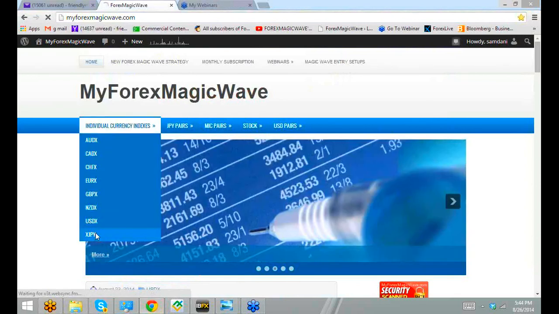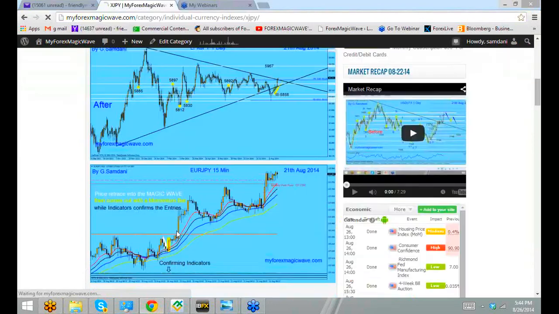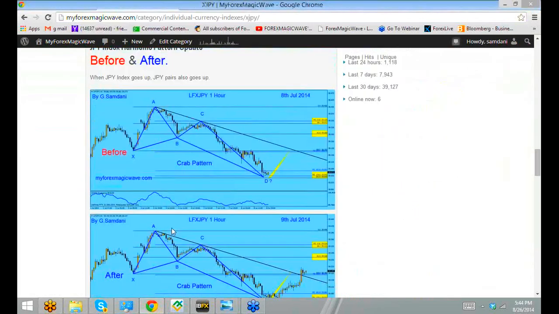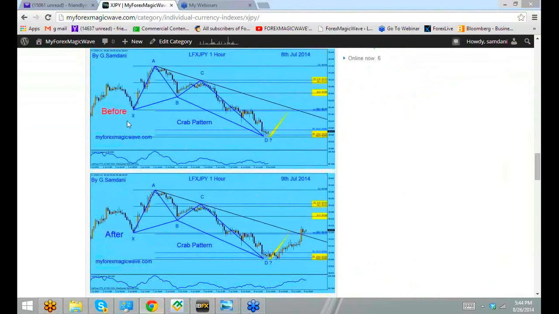For example, the yen index. I was looking at that, and it's a very nice bat pattern there. I'm going to show you. Crab pattern. Let's take a look at this one. This is 1 hour. So X, A, B, C, D, and then it goes up. So this is a pattern. Once it is finished, you trade. And what happened after that? These are the before charts that I send out to my subscribers for them to trade. Once I find something like that, I immediately make the chart and send it out with instructions on how to trade them, okay?